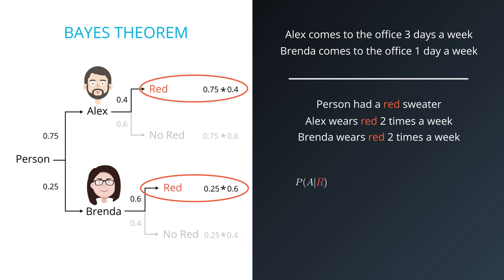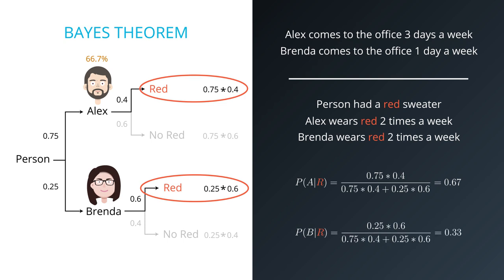So our new probability of the person being Alex is the top one, namely 0.75 times 0.4, divided by the sum of the 2, namely 0.75 times 0.4 plus 0.25 times 0.6. This is precisely 2/3, or 0.67. And now we can see that the complement is the probability that the person is Brenda, which is 1/3, or 0.33. If we take Brenda's probability and divide it by the sum of both probabilities, we can see that we get 1/3 as desired. And that's it. That is Bayes' theorem at its full potential.